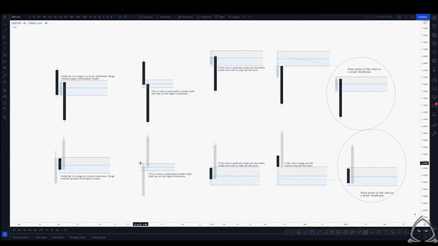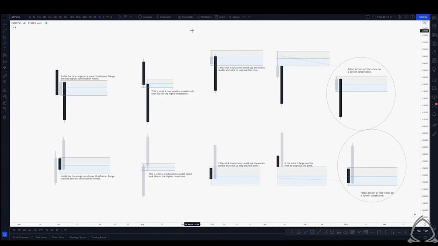And then finally, the last refinement that we can use involves wicks, and more specifically large wicks that we see when zones are created. So in this first example, what we see is that price has a fairly large wick to the upside. We get that move to the upside and then a rapid move to the downside. We can say that a supply zone has been created, and again, we'd be waiting for price to return to that supply zone. Because this candle is relatively small with a large wick, we can map out the entire supply zone using both the candle body and the candle wick.